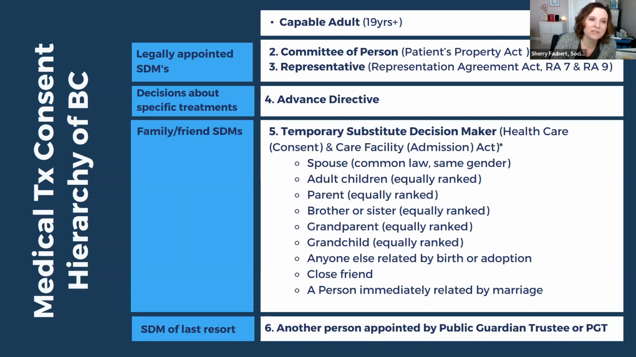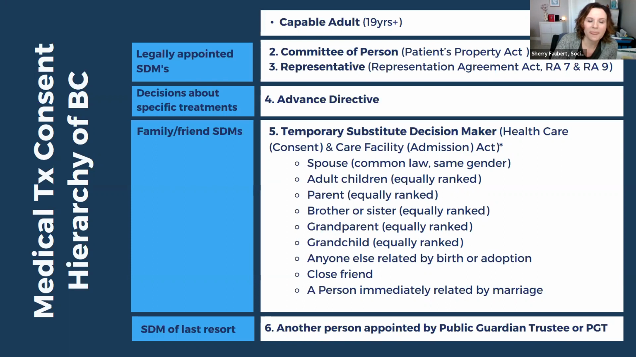Next on that list is your adult children. So they need to be 19 and older. The thing to note here is in brackets, it says equally ranked, meaning your oldest child does not have more say. Let's say the firstborn does not have more say than the middle child or the youngest child. All adult children that are qualified are considered to be equally ranked, which is where it can get a little bit tricky, and I'll come back to that.